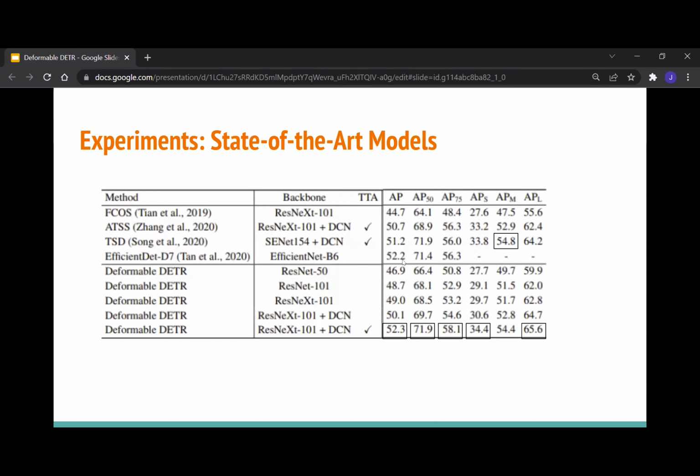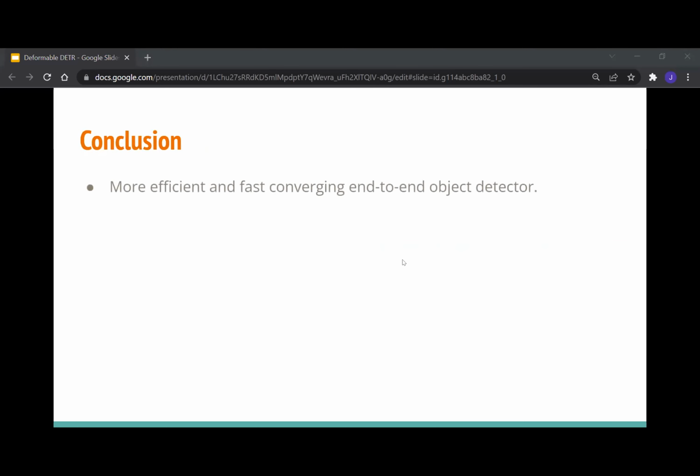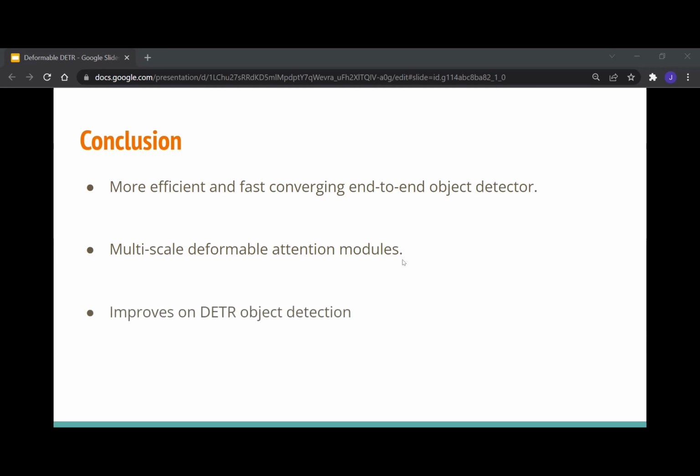So in conclusion, to quickly review our paper, deformable DETR is an end-to-end object detector with DETR as a base. The main innovation from DETR is the use of these multi-scale deformable attention modules. The use of these modules allows it to converge faster than DETR, showing improvement in both accuracy and runtime.